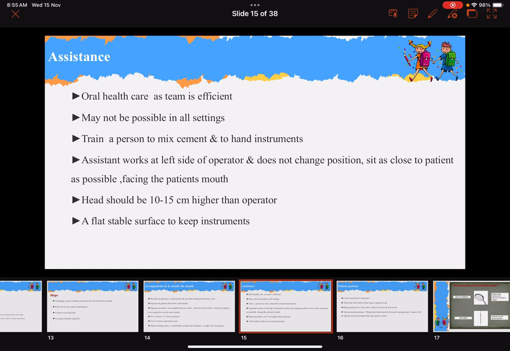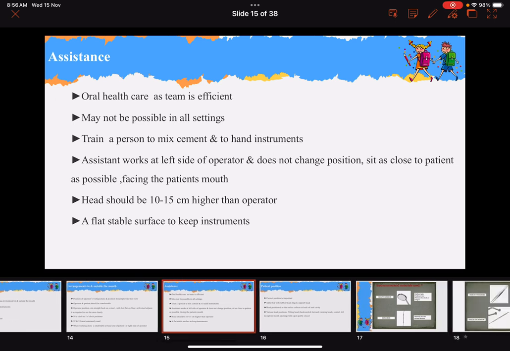Assistance, of course, as oral health care as a team is more efficient, though it may not be possible in all settings. Train a person to mix cement and hand over the instruments. The assistant works at the left side of the operator and does not change position. Sit as close to the patient as possible, facing the patient's mouth. The head should be 10 to 15 centimeters higher than the operator. Keep a flat, stable surface for instruments.